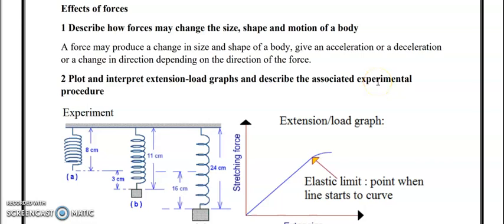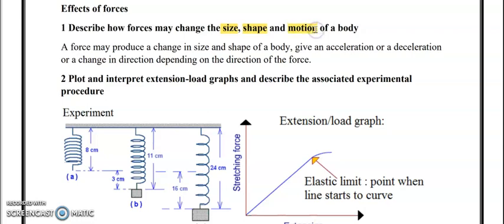Right, so for those of you who are doing extended science, we also want to look at the topic effects of forces in more detail. Now, objective number 1: you are expected to be able to describe how forces may change the size, shape, and motion of an object. So, forces can change the size, shape, and motion of an object.